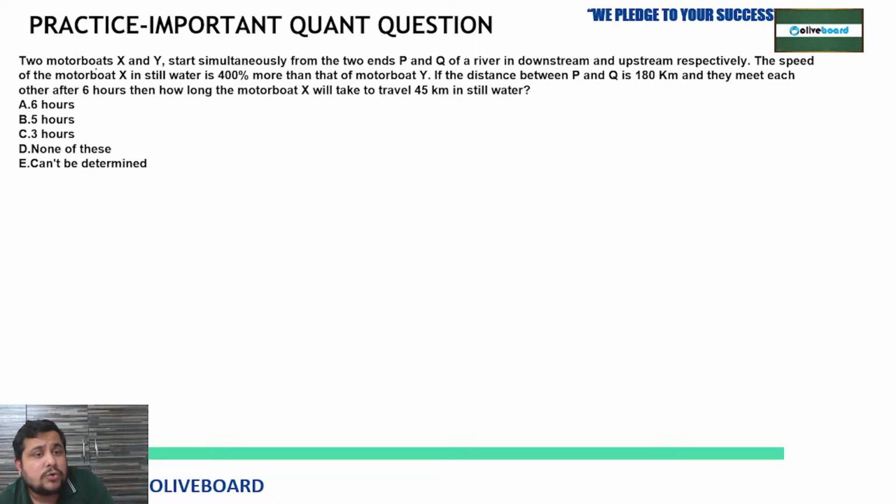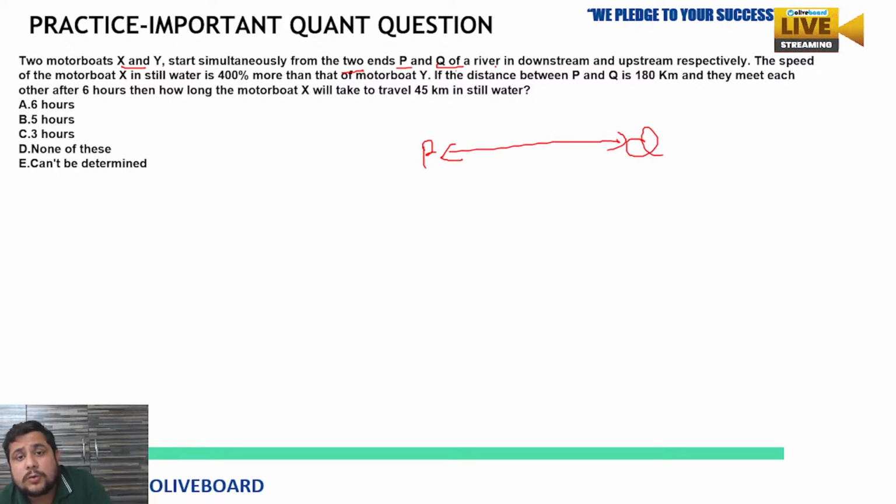Is this clear? Two motorboats X and Y start simultaneously from two ends P and Q. So boats started. So it might be based on boats and streams. Okay. First see the whole question. We will check it out. So P and Q start from two ends. Suppose P and Q. Two ends, in the river, in downstream and upstream respectively. Find the speed of motorboat Y in still water, if the speed of motorboat X in still water is 400% more than motorboat Y.